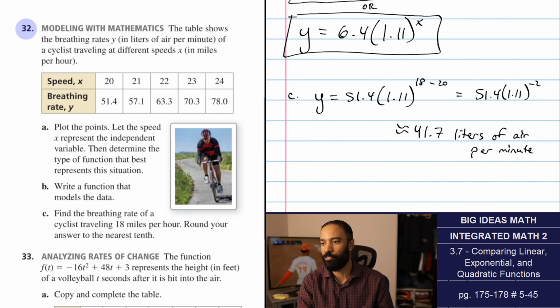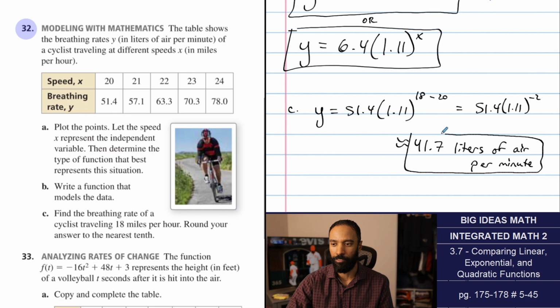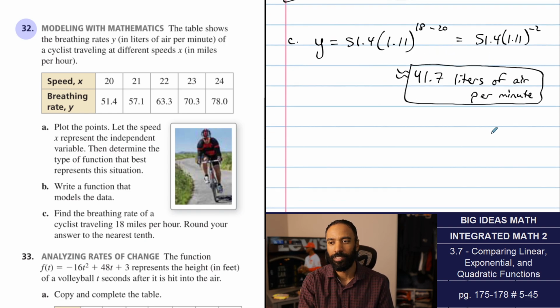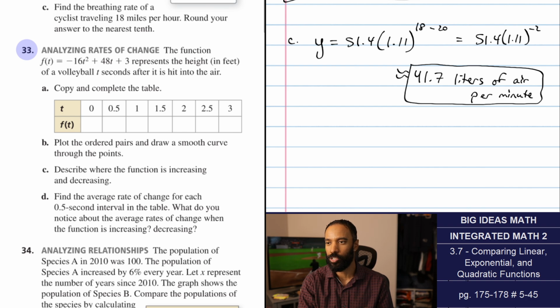So I put this answer here, 41.7 liters of air per minute. Anywhere close to that, 41.5, 42, I'm sure would be fine. We're using the model. Okay, let's move forward. Let's go to number 33. That was a pretty long question, especially because I had to discuss what I wanted to do.